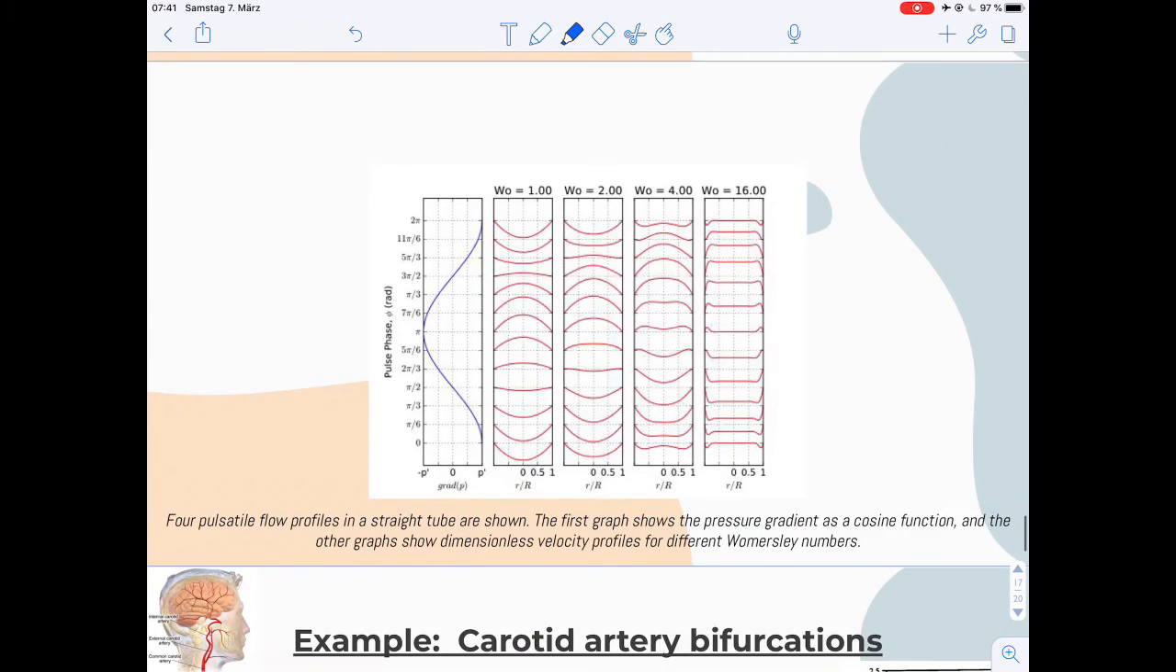In this image, we can see this example further. Here, shown in blue, the graph shows the pressure gradient as a cosine function, and the other graphs show dimensionless velocity profiles for different Womersley numbers. So, as we defined earlier, for low Womersley parameters, we're going to have this parabolic shape, whereas when the number gets bigger, such as here, 16, it's going to be this piston-like motion.